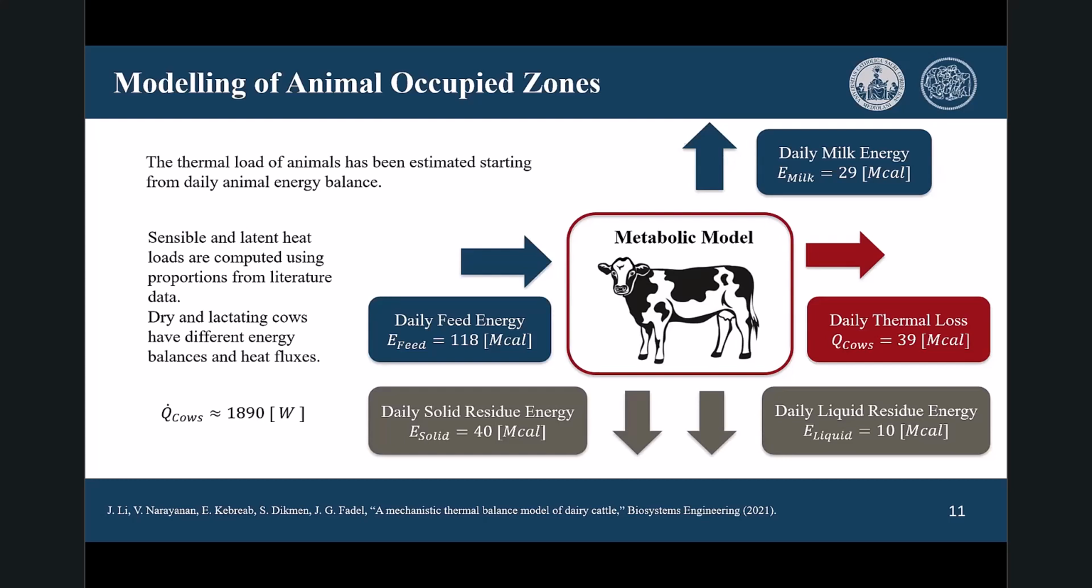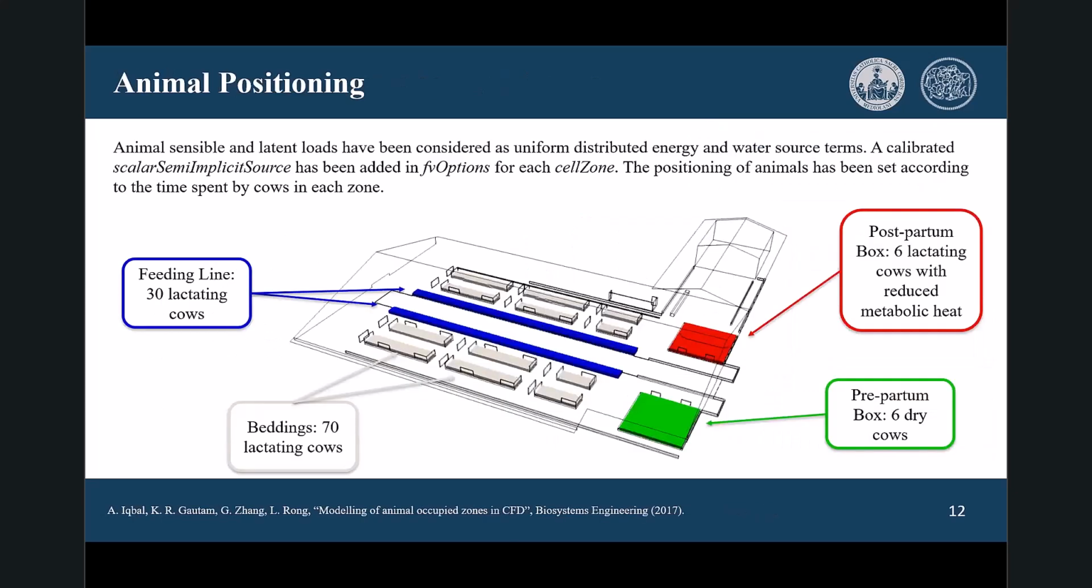And starting from the thermal loss, we can compute the average metabolic heat of the animal, that is around 2 kilowatts for each animal. Of course, once we know the thermal load of one animal, we need to scale up to the whole power balance simulation. We are considering animals using a simplified approach. Of course, this strategy has been used in order to reduce the computational cost. We are considering animals as a uniformly distributed energy source term placed inside the animal-occupied zone.